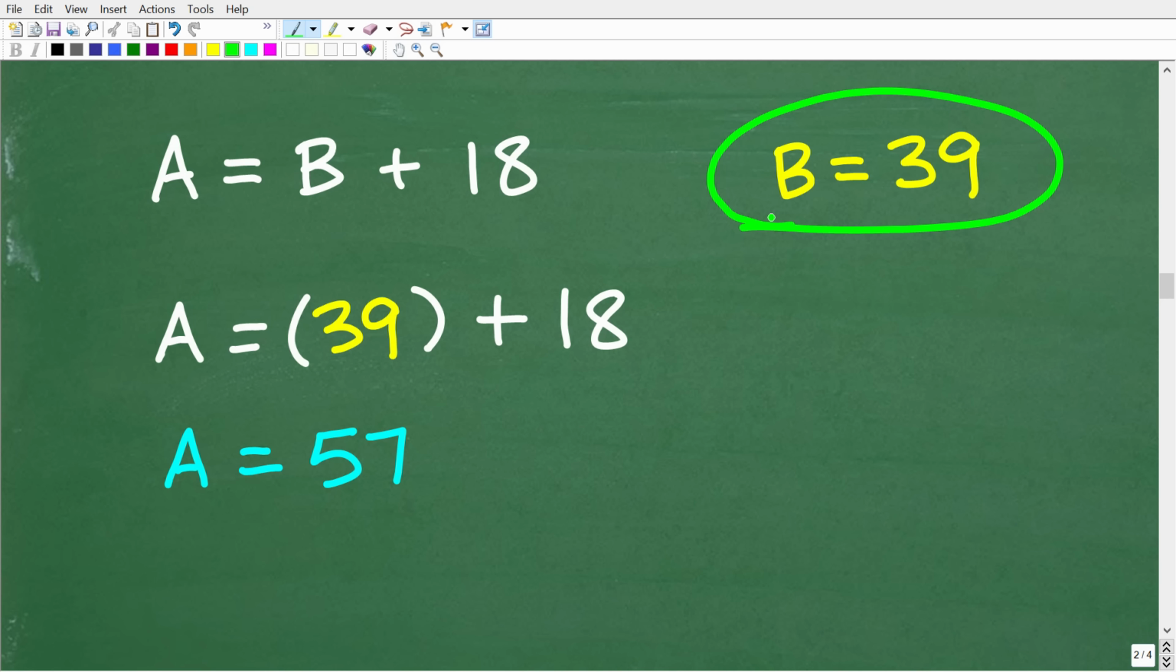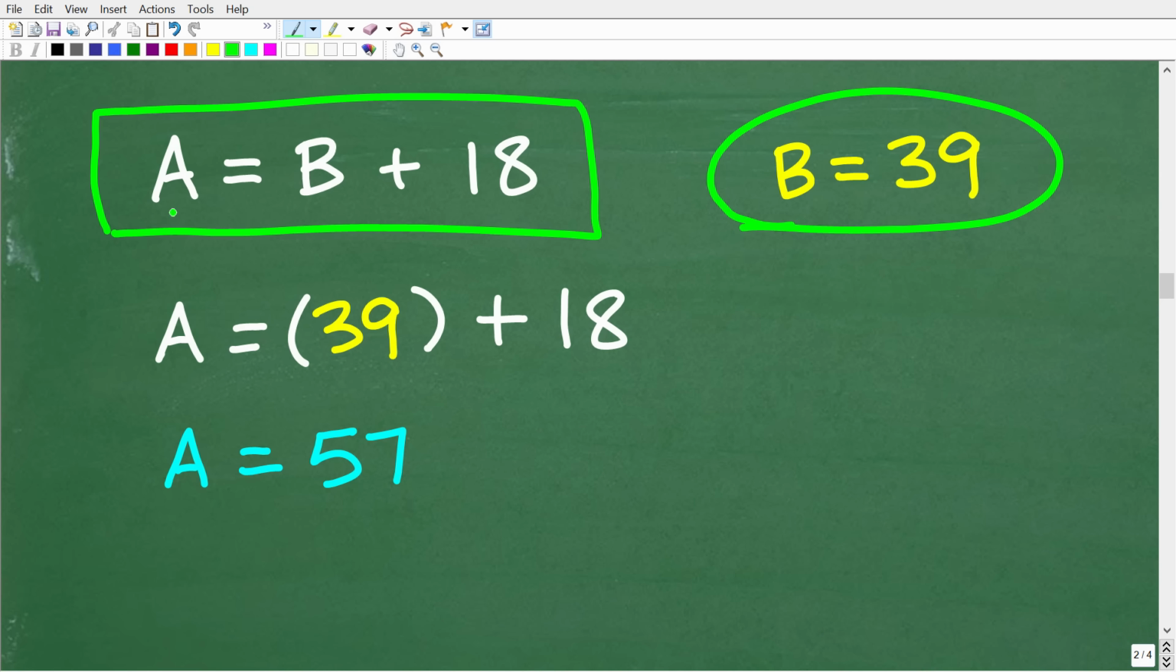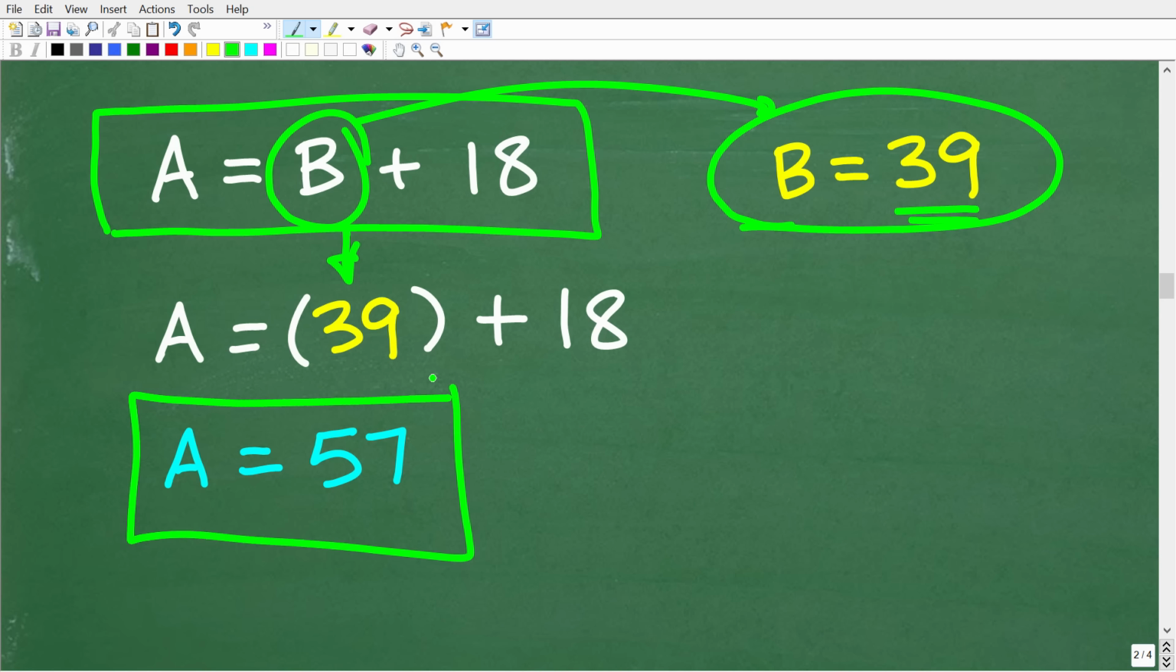So how do we do this? Well, this is very easy. What we can do is use one of the equations in the system. We'll use this one because it's the easiest. Remember, A is equal to B plus 18. Well, now I know the value of B. It's 39. So I can replace this B with the 39 and solve for A. So A is equal to 39 plus 18. 39 plus 18 is 57. So bus A has 57 seats.